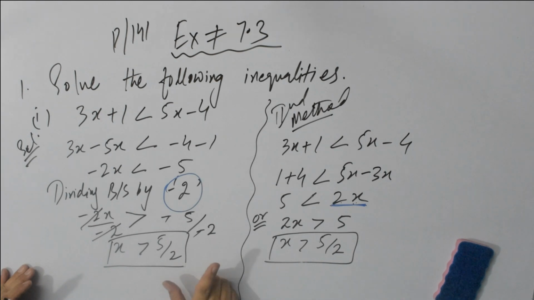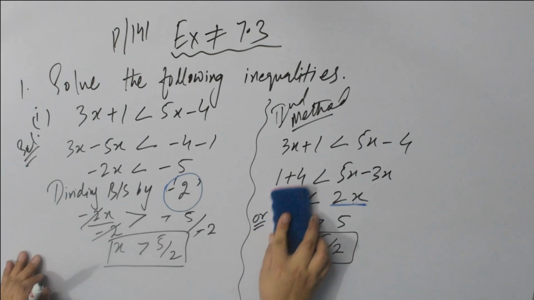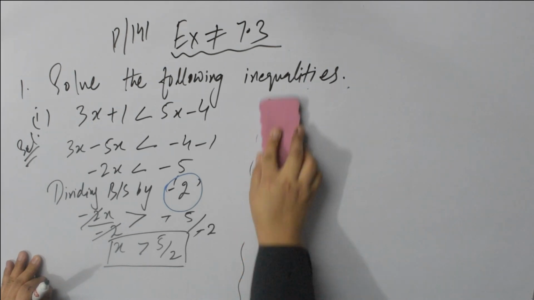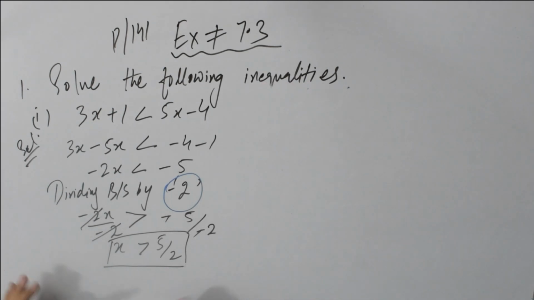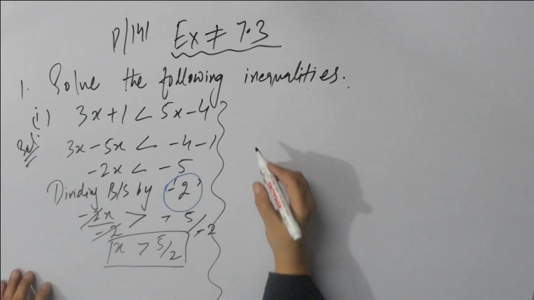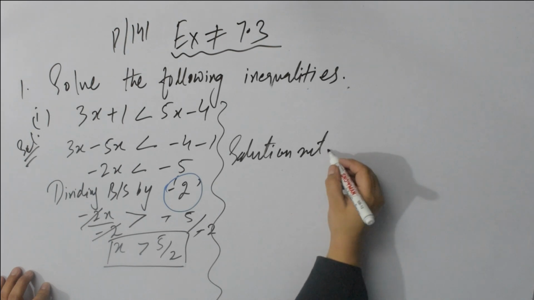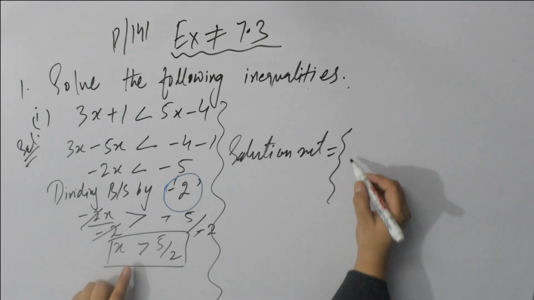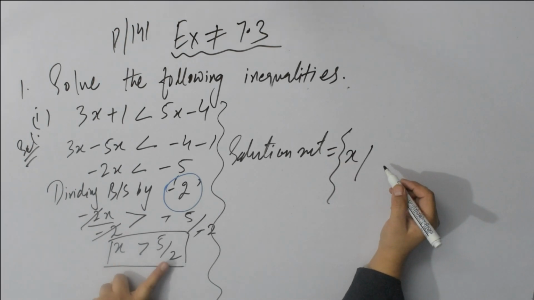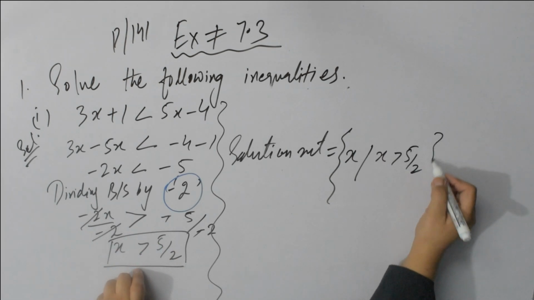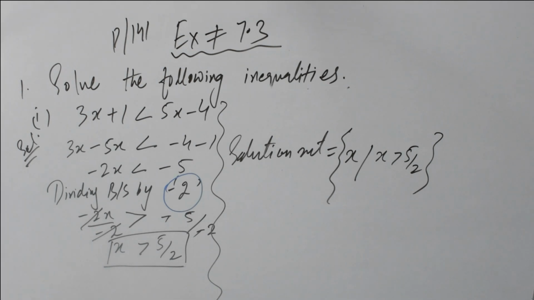Last thing is your solution set. Solution set is very important for this exercise. Okay, in this exercise you will not do its check, right? Inequalities don't have a check, only the questions of 7.1 and 7.2 do. So the solution set is very important, students. X such that you will write this whole value, x is greater than 5 by 2, as it is. Okay, what is the solution set?